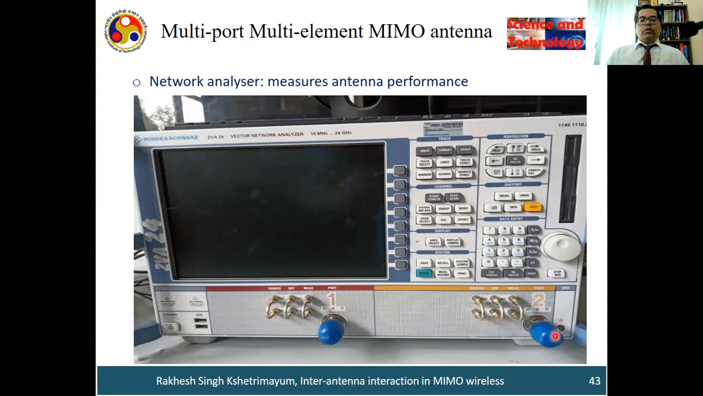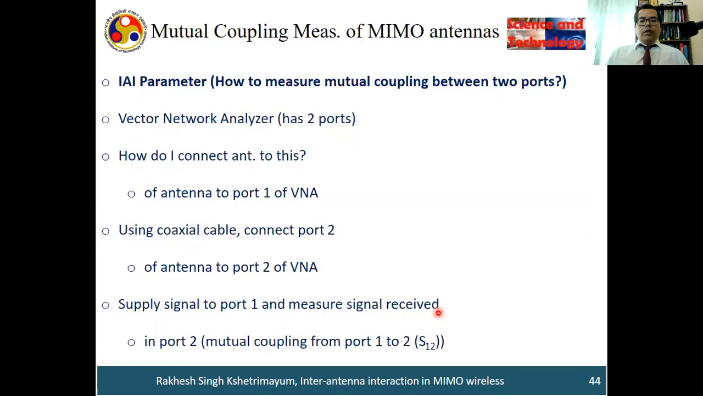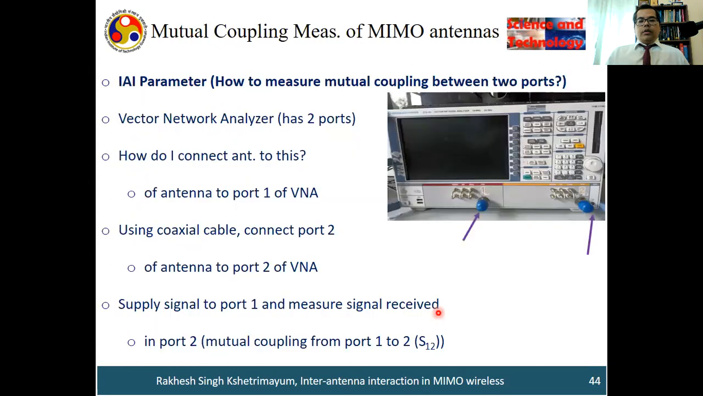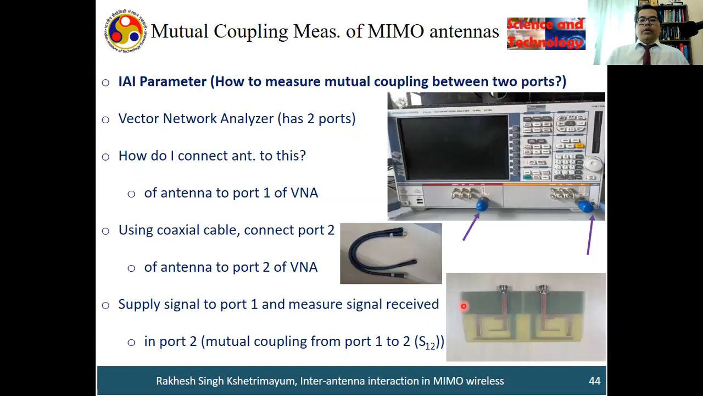You have port 1 and port 2. So using this port 1 and port 2 of the network analyzer, how do I measure the mutual coupling of the antenna, especially a MIMO antenna? Let us consider this 2-port, 2-element MIMO antenna. It also has port 1 and port 2. What do you do in the lab?